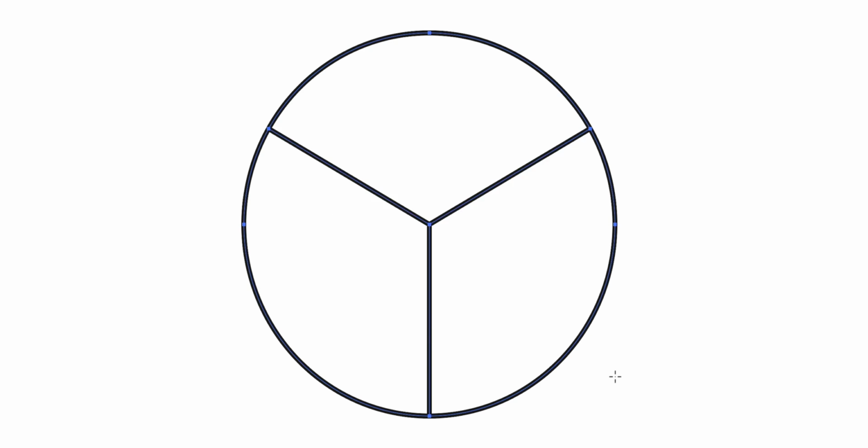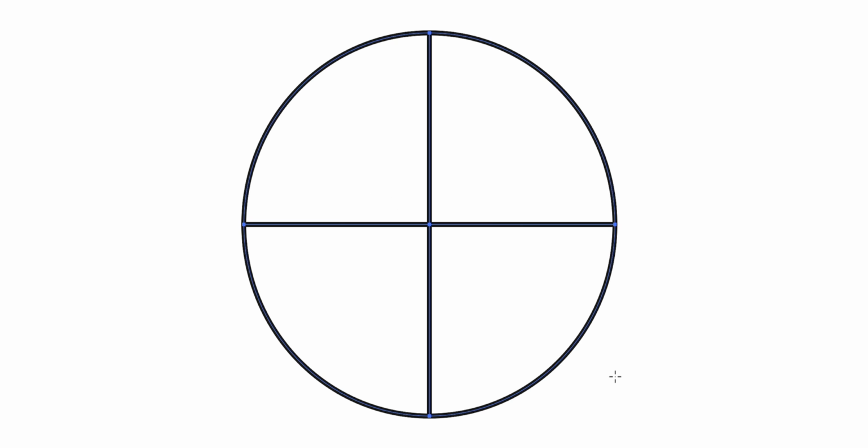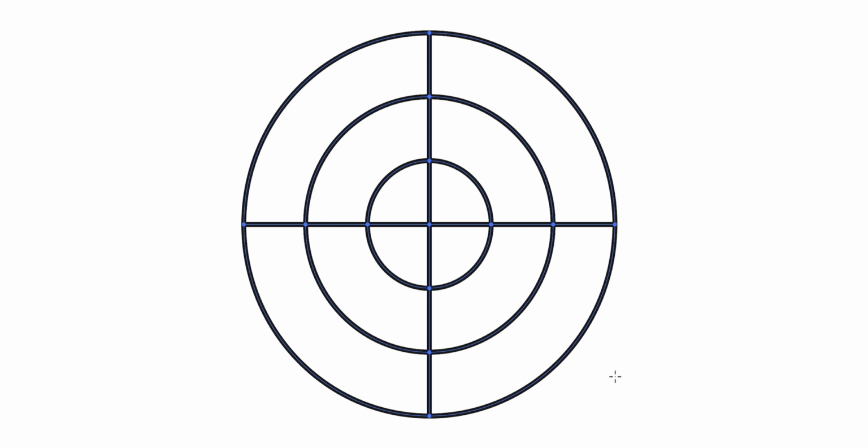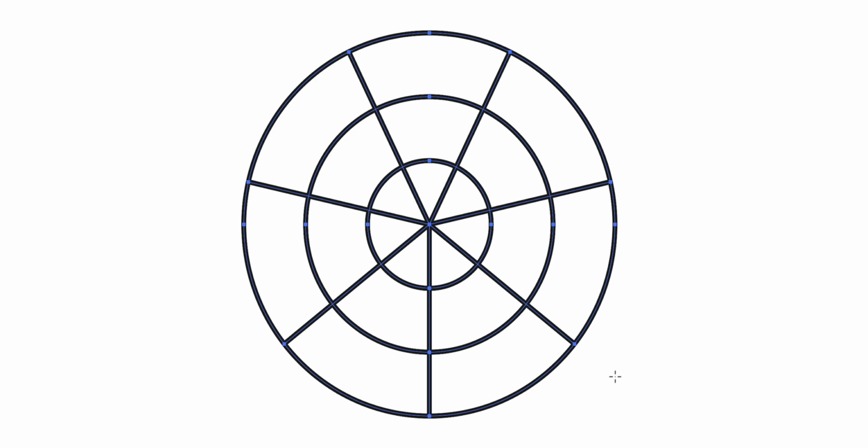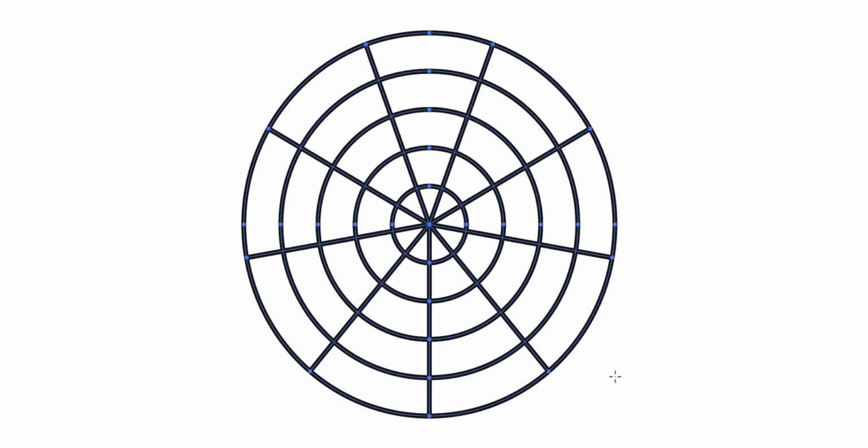So let's start with a circle of two halves. We can then press right on the keyboard to add another divider. We can then create a target. How about a wheel? Perhaps a radar? Maybe a more complicated radar.